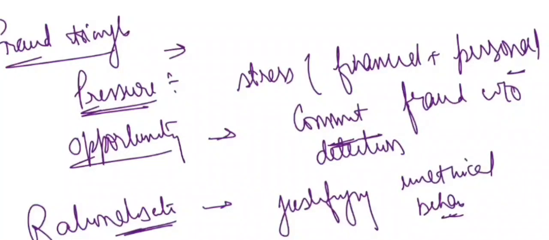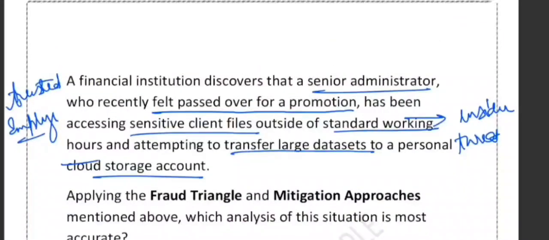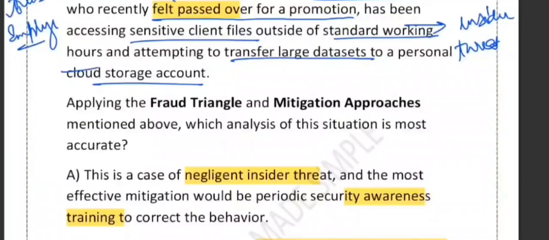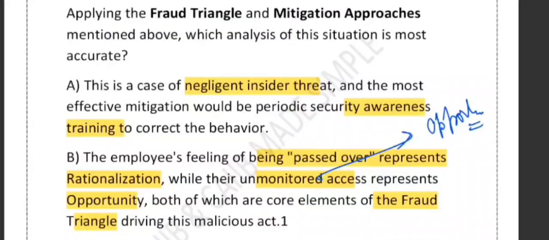Now let's look at the scenario analysis. So basically, feeling passed over. This particular senior administrator felt passed over. So this is the feeling of rationalization. And unmonitored access is one more thing given. So what is the meaning of unmonitored access? It means the ability to commit fraud undetected. So basically, opportunity. And then there is the malicious intent.